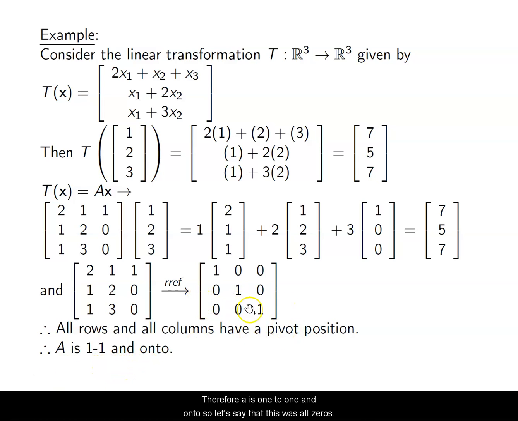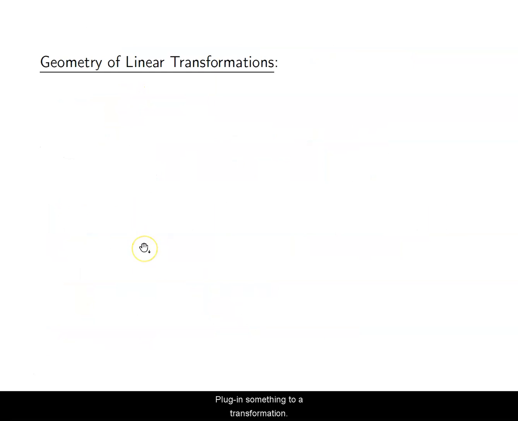So let's say that this was all zeros here. Okay. If this was all zeros, then not every column would have a pivot, and also not every row would have a pivot. And so I would also be a dependent system. So I would not be onto, I would not be 1 to 1. I would be neither of those things. Okay. So just a quick check for checking for 1 to 1 and onto-ness, and also how to plug in something to a transformation. Okay.